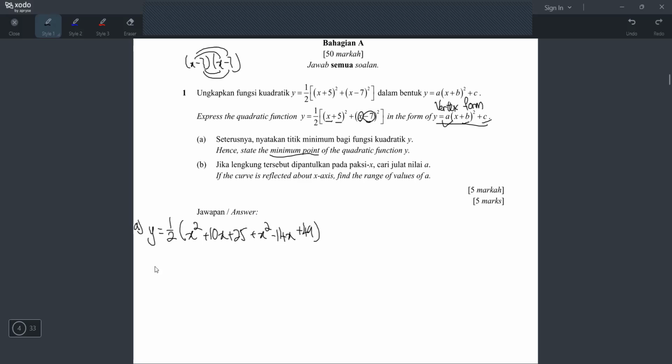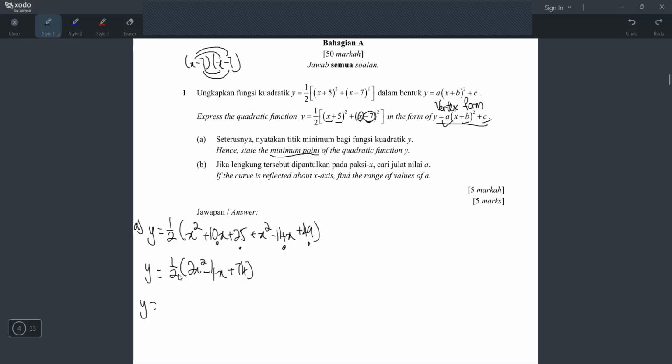All right, after you split here, now it's time to simplify inside, right? Because if you look at inside the bracket, there's something you can do here. x squared plus x squared, 2x squared, 10x minus 14x, -4x, 25 plus 49. You can use your calculator to help you. Let me press my calculator. All right, my calculator gives me 74. So you just write it there, 74.